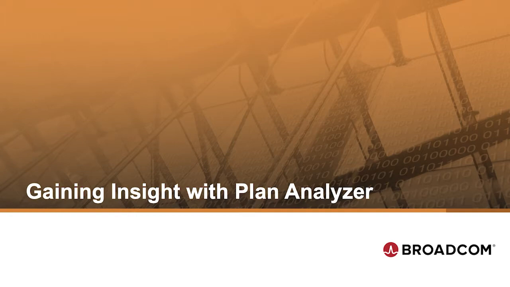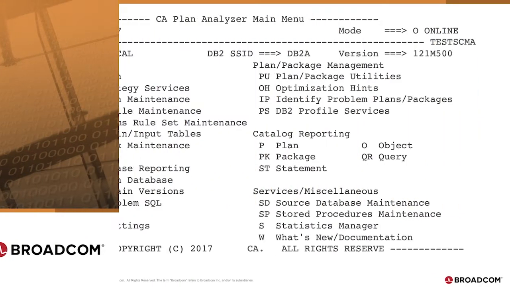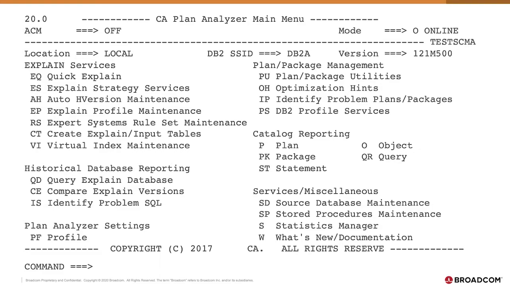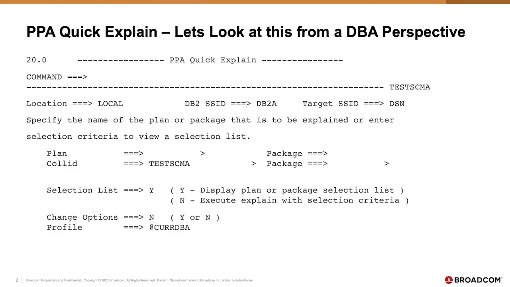Let's jump into Plan Analyzer and see what it can tell us about this simple SQL procedure that contains a single select statement. From the CA Plan Analyzer main menu, we're going to select Quick Explain by entering EQ and enter. From the PPA Quick Explain menu, we need to make sure that we are using a DBA profile by checking the profile option as highlighted here. Once we have verified that we're correctly using a DBA profile, we hit enter.